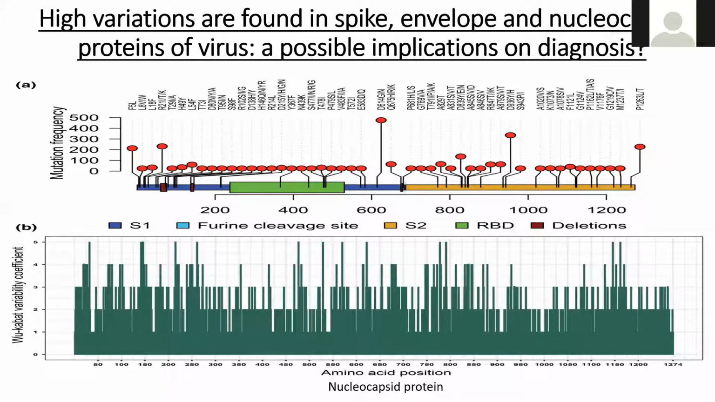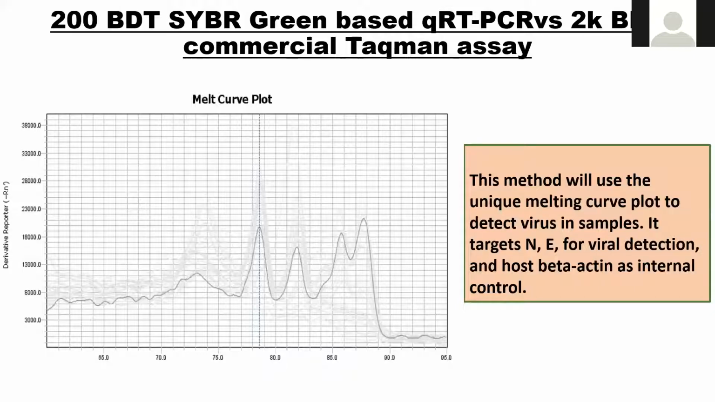Because the present qPCR is very costly in Bangladesh. In private medical facilities, they take about 3,500 taka. And even the government, who supplied us some of the reagent, Sinovac reagent from China, each test costs 2,200 taka. So we want to develop a cost-effective PCR method, qPCR and normal PCR method.